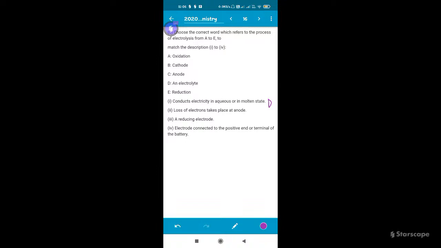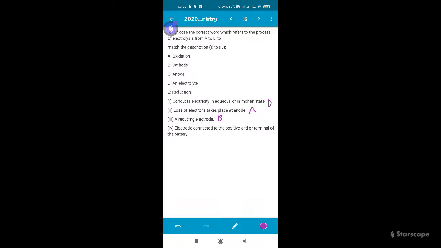Loss of electron takes place at the anode. Basically you know that loss of electrons means oxidation, so you don't have to even consider this phrase. Just loss of electrons. So loss of electrons means oxidation, so the answer will be A, oxidation. Next is a reducing electrode. If you have studied the electrolysis chapter nicely, you must know that cathode is known as the reducing electrode, where ions are deposited. So reduction means deposition of ions or gaining of electrons. So in which electrode does this happen? In the cathode itself. So the answer will be B, cathode.